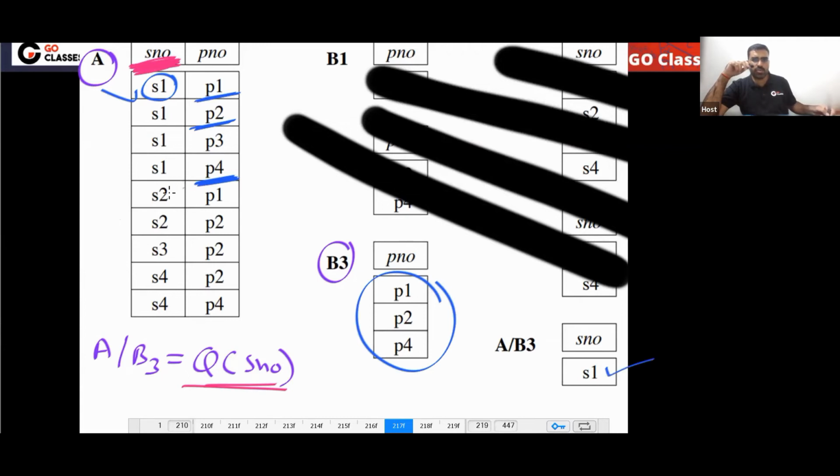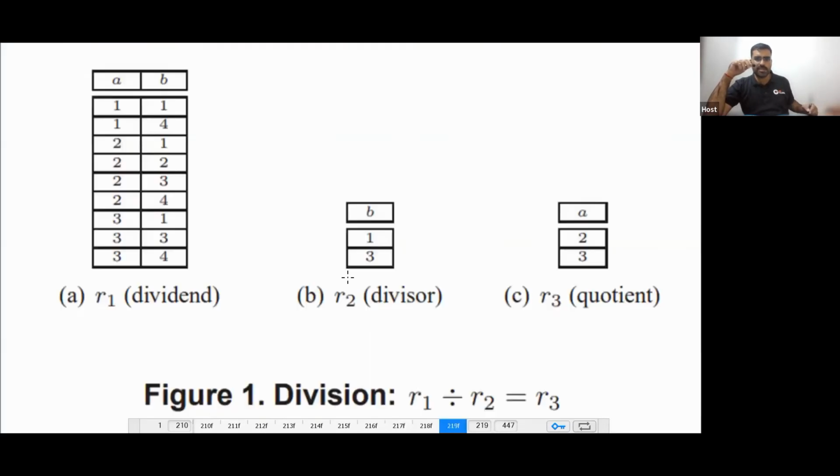What about s2? S2 is pairing with P1, S2 is pairing with P2, but S2 P4 is not there. So this will not be there. What about S3? S3 P4 is not there. What about S4? S4 P1 is not there. This is very simple. Correct or not? Yes or no? Like this you can do.